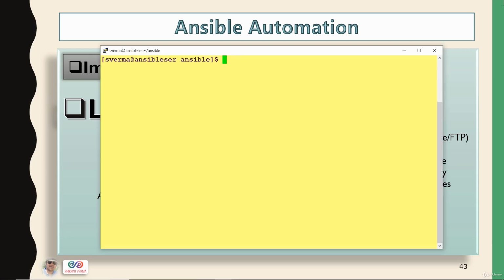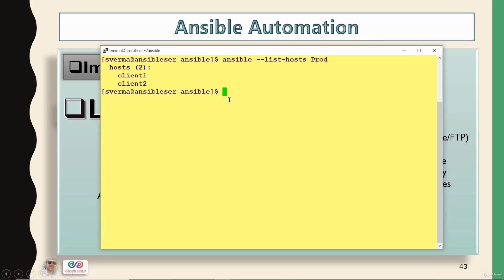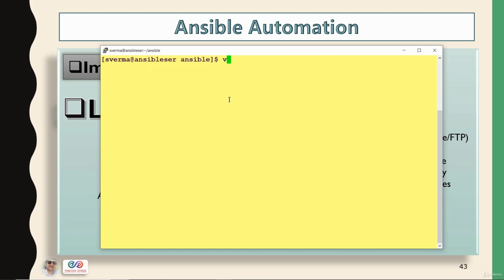So this is my Ansible server, and first of all let me show you what all the servers I have in a prod group. So two client machines, that is client 1 and client 2. So these are my machines. Now the next is, here you can see that I have logged into the system as a normal user. I am in this location. Okay, I am going to create a playbook.